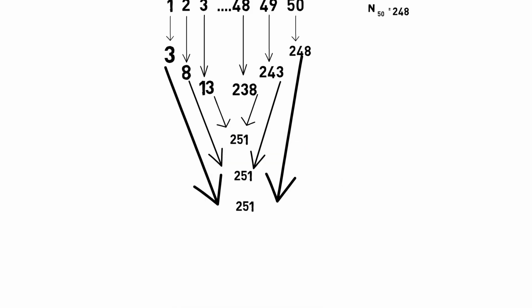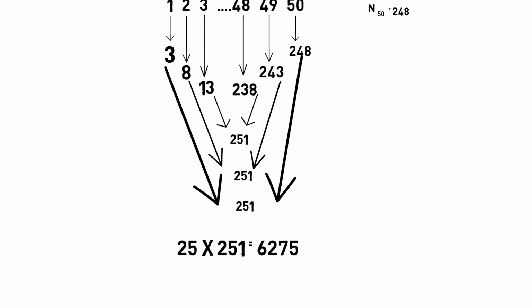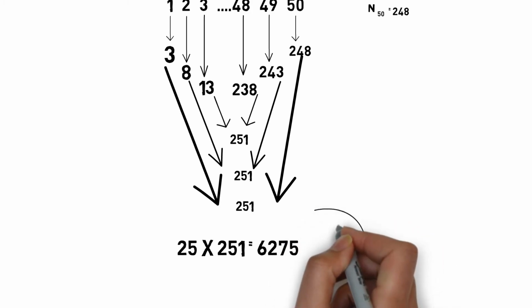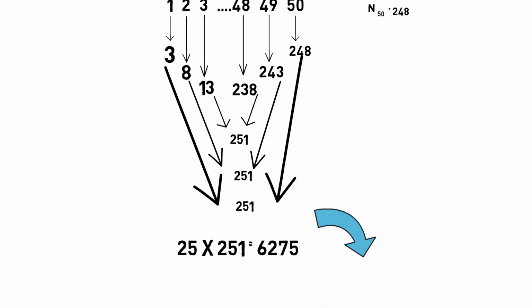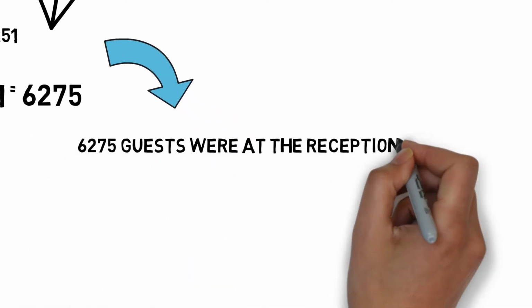So this shows us what we can do. We let the bridge down 50 times, but we add one at the beginning, one at the end. So we can say 25 times 251 gives us 6,275. So our total answer is 6,275 guests attended the wedding.